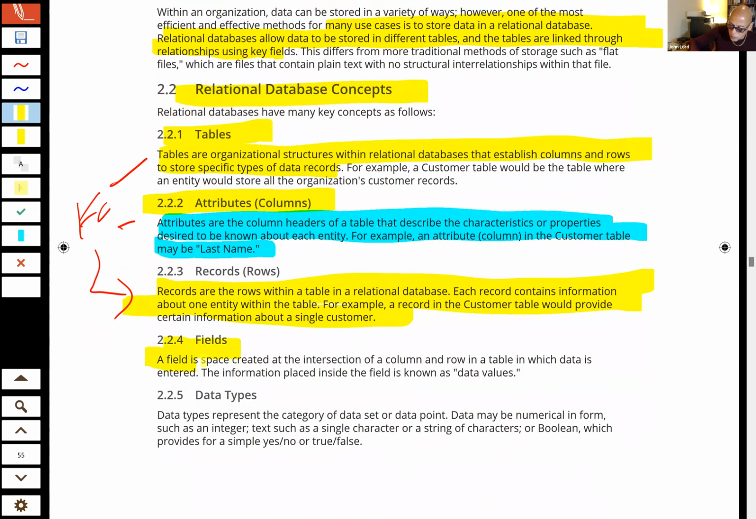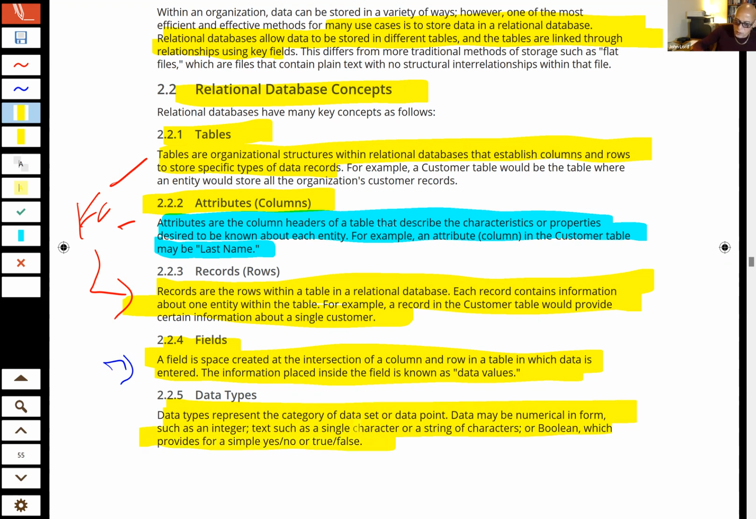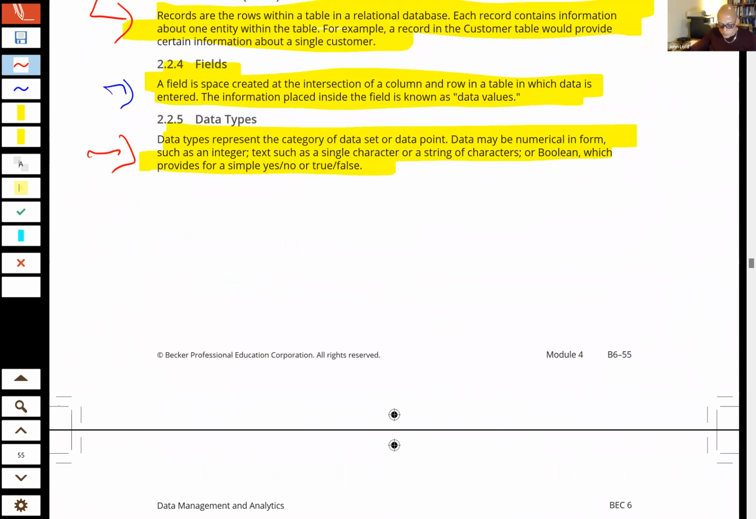Fields are the intersection of the column and row in which data is entered. Okay, so this data is entered inside of a field. And then you have data types. Okay, so you can have a numerical, you can have a character, a set of characters, a single character, etc. Okay, flashcard that definition of data types.